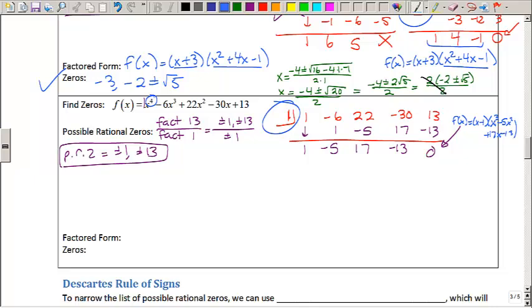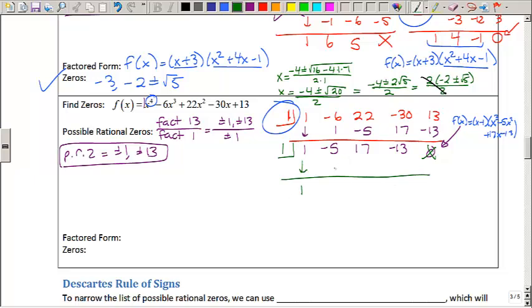But I still have a cubic, so I got to keep going. What do I pick from? Well, I have to go back and pick from my possible rational zeros. And here's a little trick that I'm going to let you in on. If you get a 0 of 1, and you have to go again, I like to try that same 0 again because it might be a multiplicity of 2 or a multiplicity of 3. You don't really know. So before I go on to -1 or 13 or -13, I'm going to try 1 again. And instead of rewriting this over again, I'm just going to synthetically divide right under it.